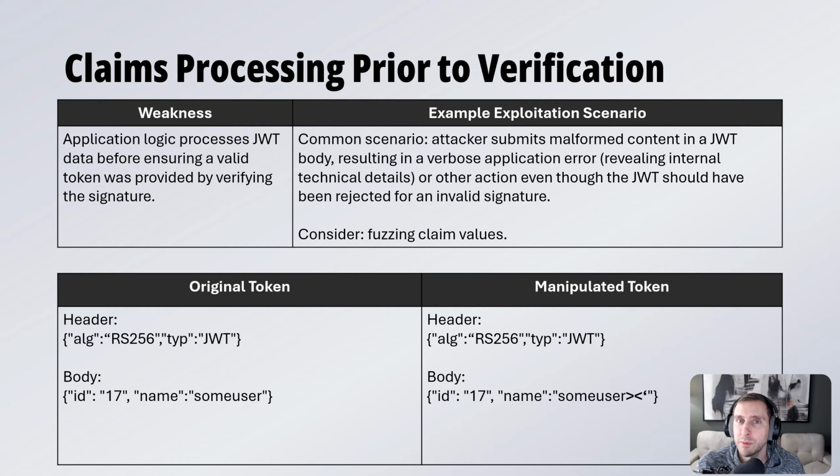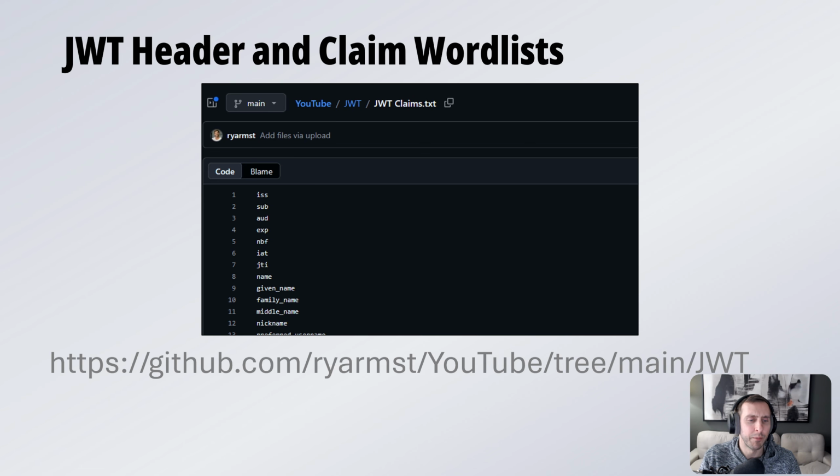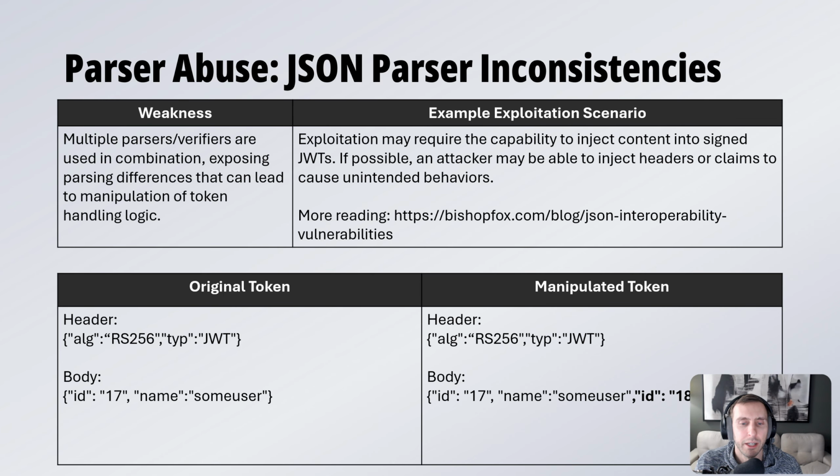Nevertheless, I've seen a large number of applications that will throw very interesting errors if you try to fuzz the values of those claims prior to the validation of that signature, and that can lead to different information disclosures. It can lead to different vulnerabilities. So as I mentioned, I put together some word lists for headers and claims that you can check out in my YouTube repo on GitHub.